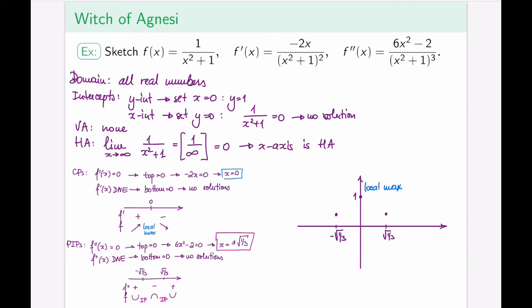I need to be increasing and concave up to this point. And then I need to change concavity into concave down, continue in the concave down manner until the positive root of 1/3, and then switch back to being concave up. So this is my inflection point here, and this is my inflection point here. This, ladies and gentlemen, is the witch of Agnesi curve.